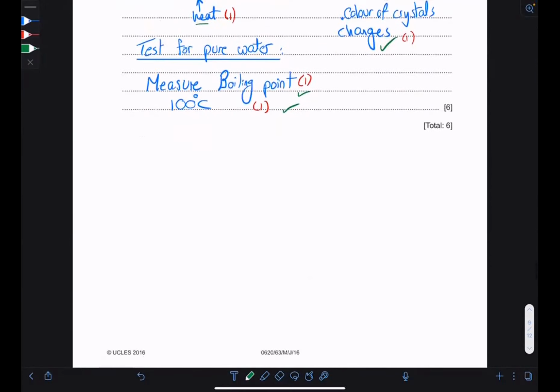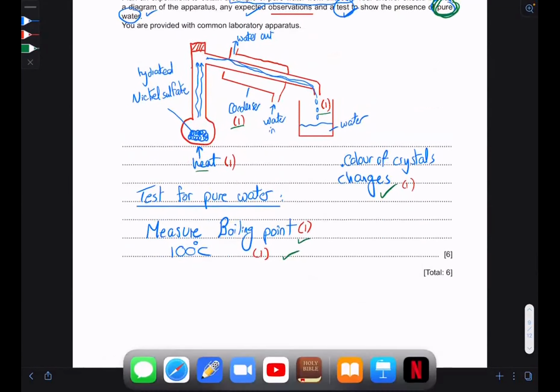This was June 2016, paper 6, variant 3 by Mr. Marco Medhat.